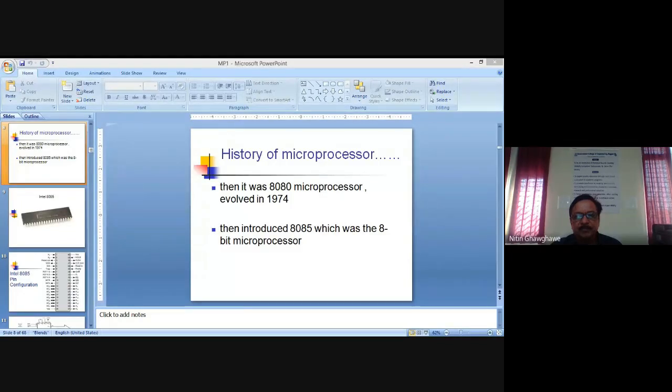You can write in the chat box. For two input data, binary data, how many possible combinations can be possible? You can unmute your mic and you can answer it, or you can write in the chat box also.